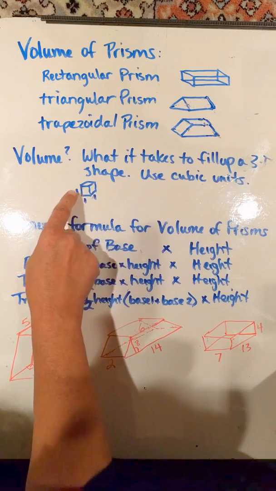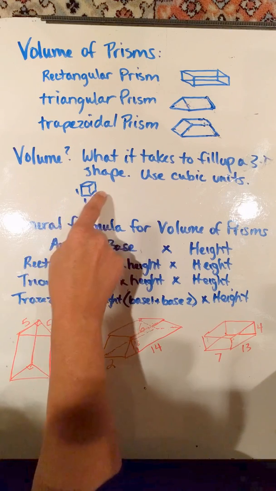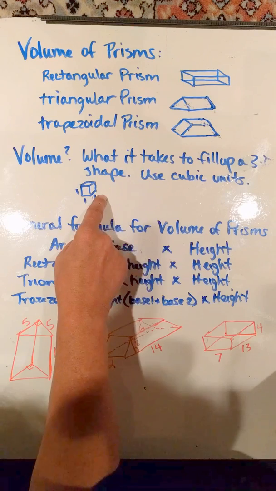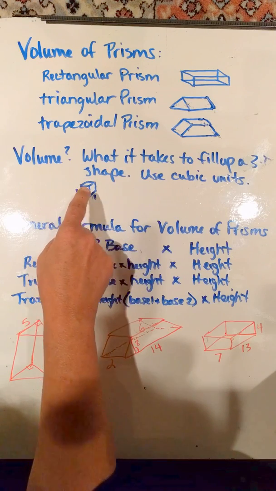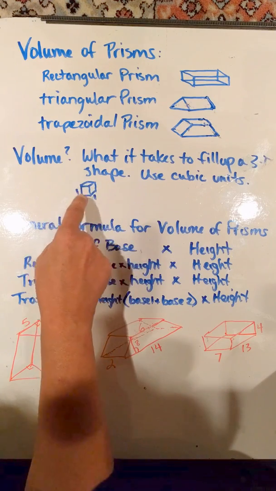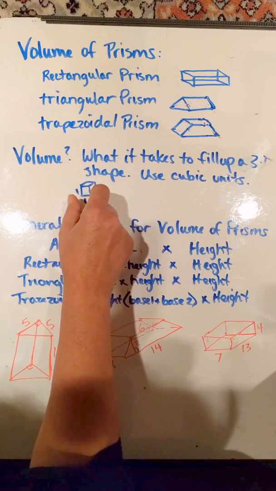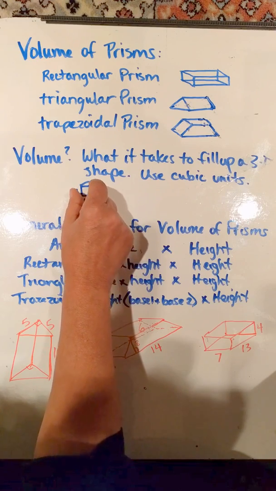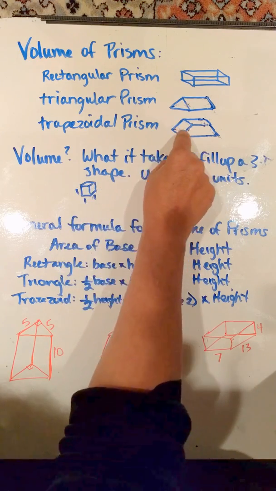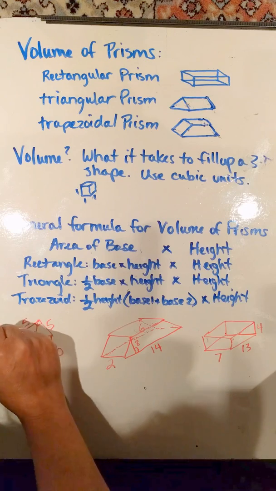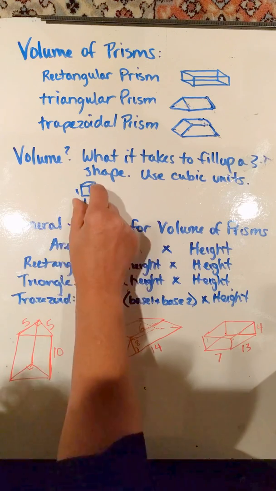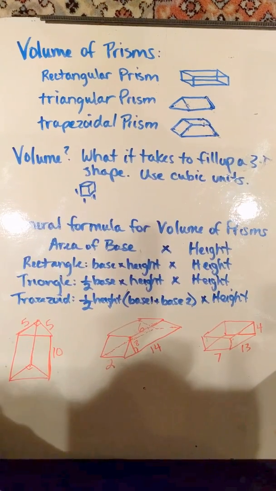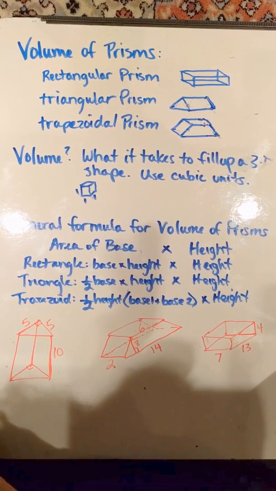So right here I have a 1 inch by 1 inch by 1 inch little cube, or it could be 1 centimeter by 1 centimeter by 1 centimeter cube, or 1 foot by 1 foot by 1 foot, or 1 yard by 1 yard by 1 yard. But it's a 1 by 1 by 1 cube. Essentially, volume is how many of these cubes it will take to fill up this 3D shape. That's what volume means. How many of these unit cubes will it take to fill up any of these shapes? That's how we calculate volume.